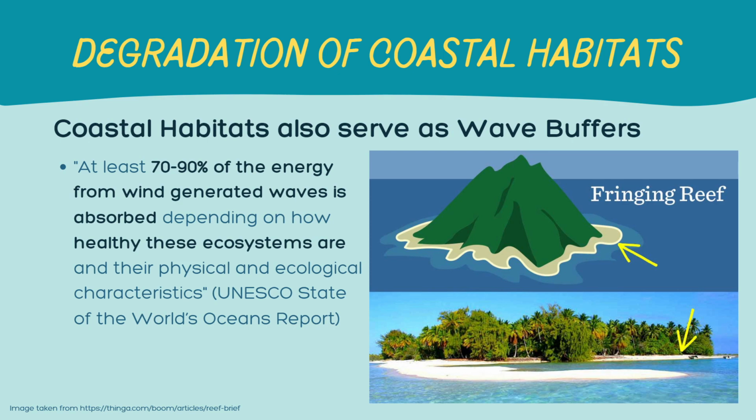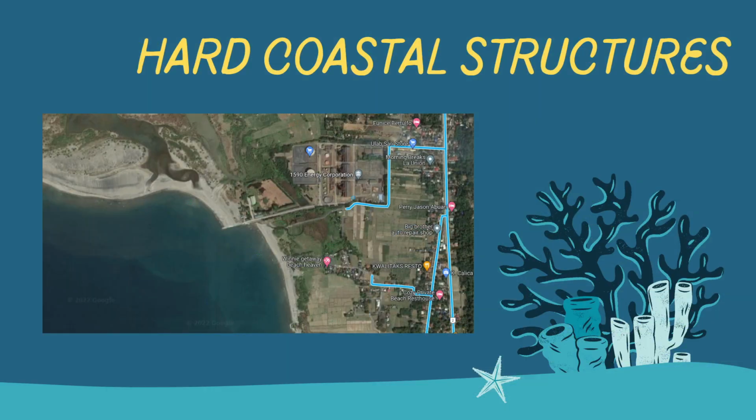the coast. According to the UNESCO State of the World's Oceans report, at least 70 to 90% of the energy from wind-generated waves is absorbed by these habitats, depending on how healthy these ecosystems are and their physical and ecological characteristics. Wave buffering is an important process provided by reefs that prevents strong waves from further contributing to coastal erosion. Let us now talk about hard coastal structures and how they can cause coastal erosion.